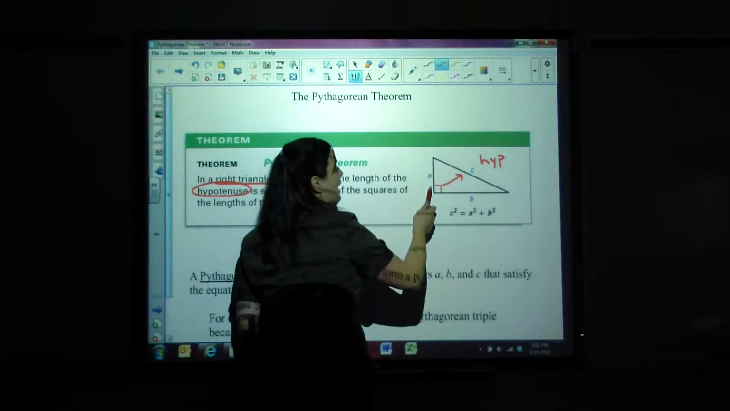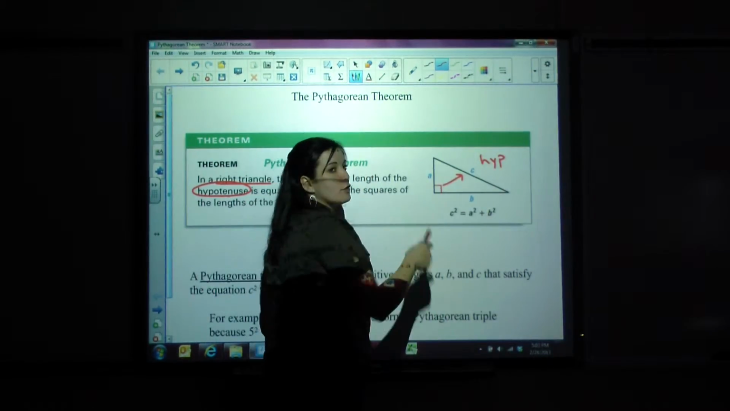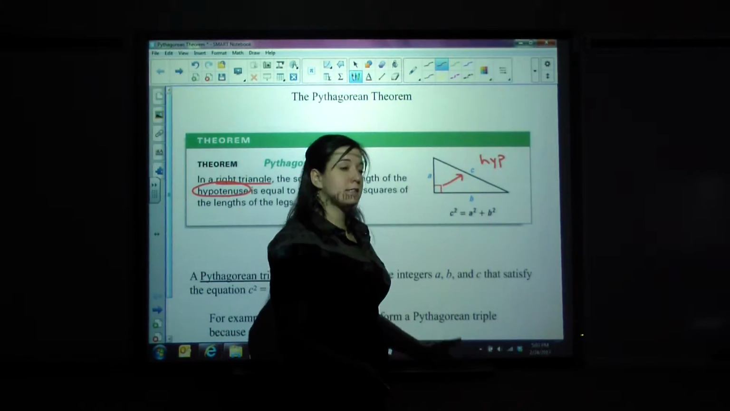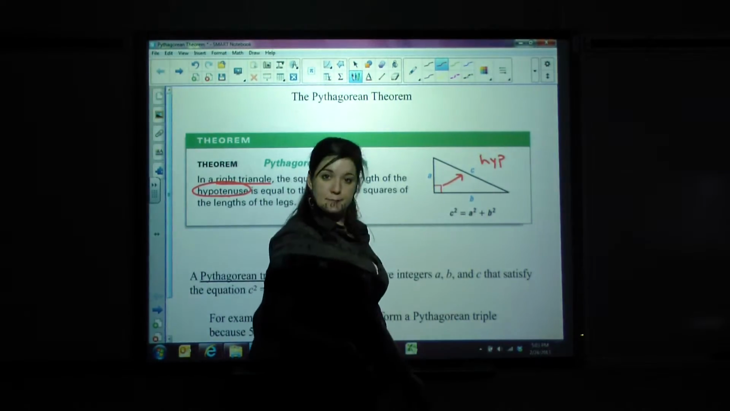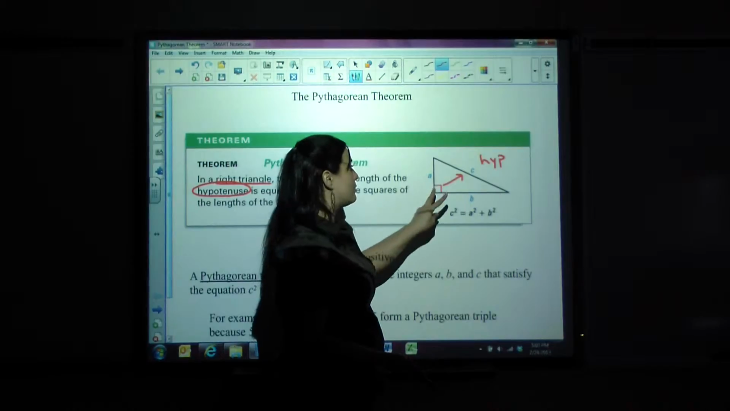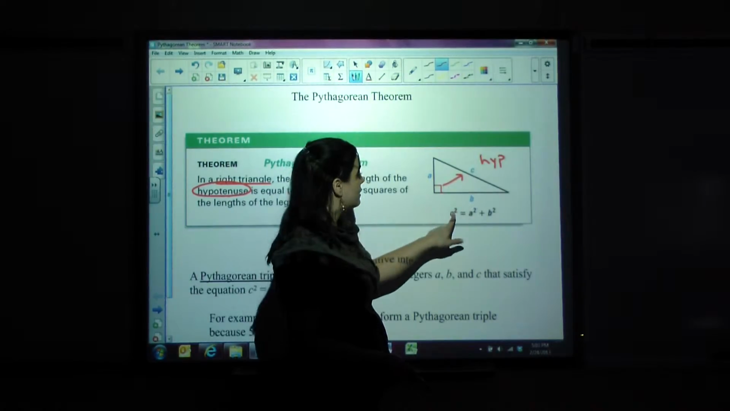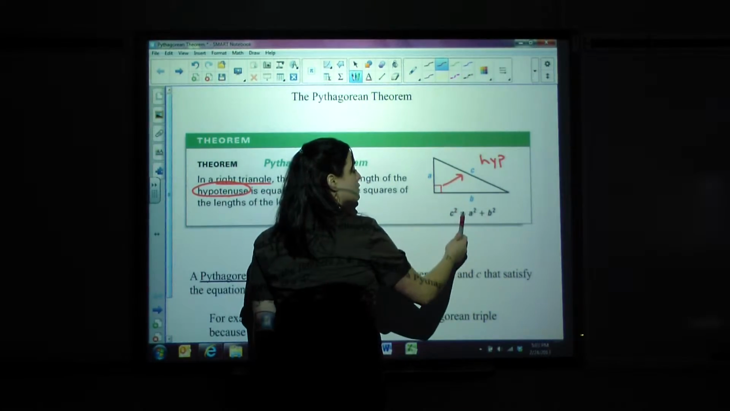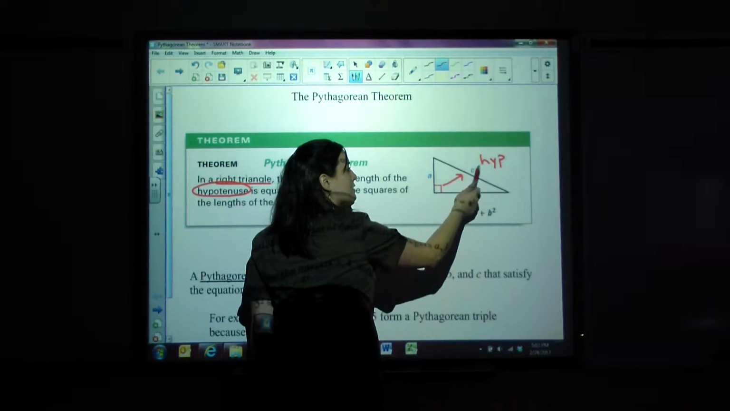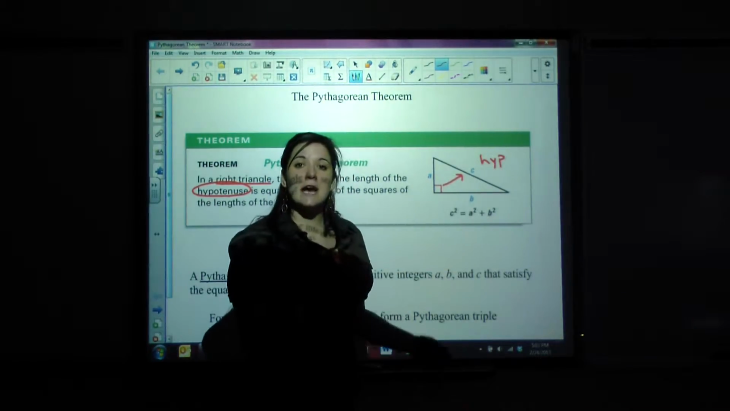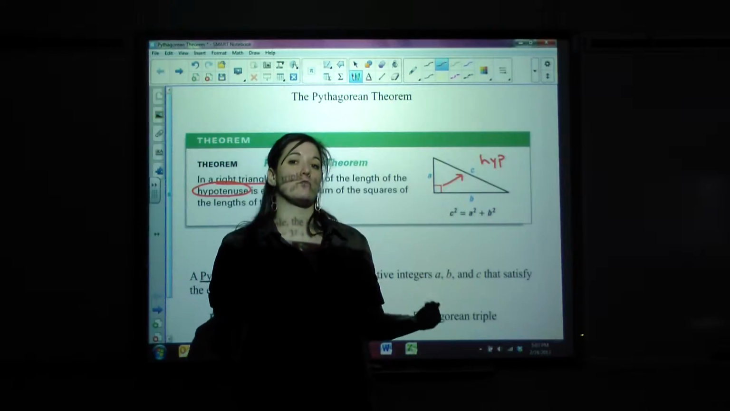The other two sides, the two sides that form the right angle, are called legs, and those are simply A and B. Those are pretty interchangeable. C is what's important. In the formula, a squared plus b squared equals c squared, c squared is the one that's all by itself. That's the hypotenuse. That's the one that's across from the right angle.